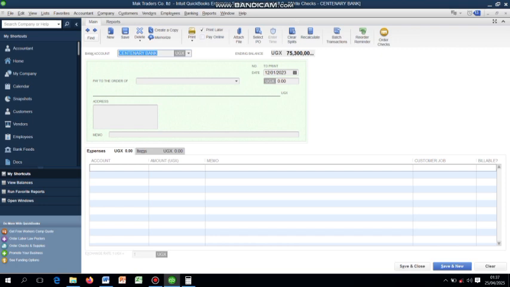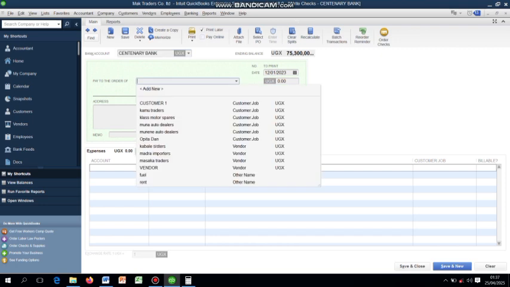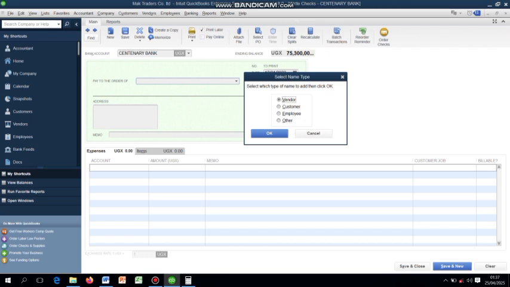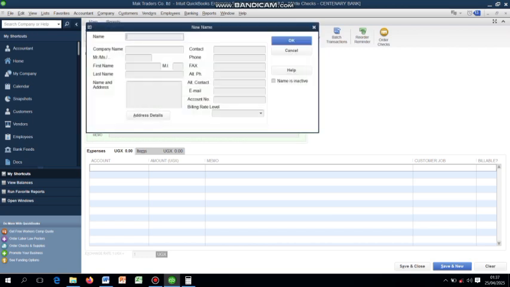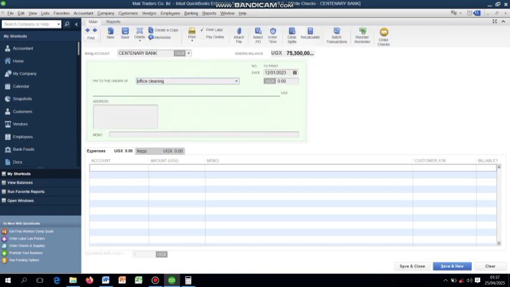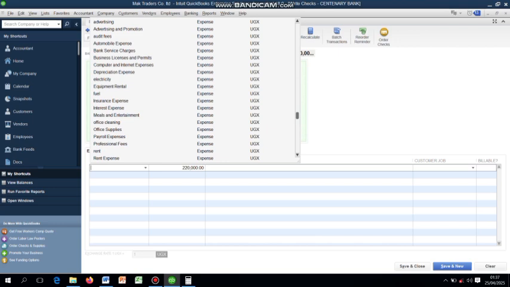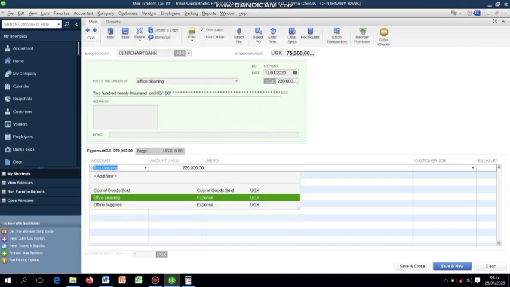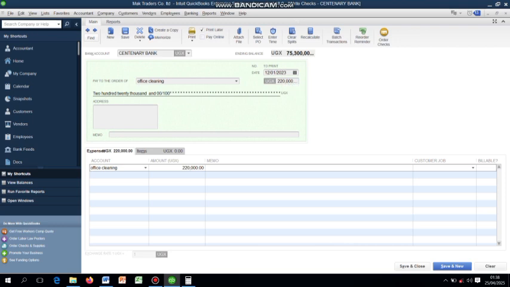So I'll come here to the third one, which is office cleaning. But it's not here, so I have to add it. It's other. Okay, it's office cleaning. I will choose the amount which is 220. So I'll come here and choose the account associated with it, office. If I select the account here, the money puts itself here automatically. I'll save and new.